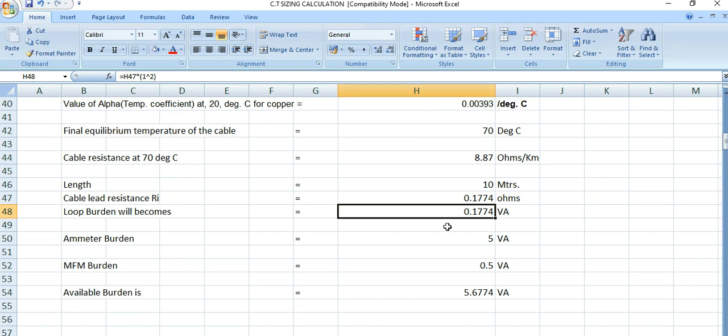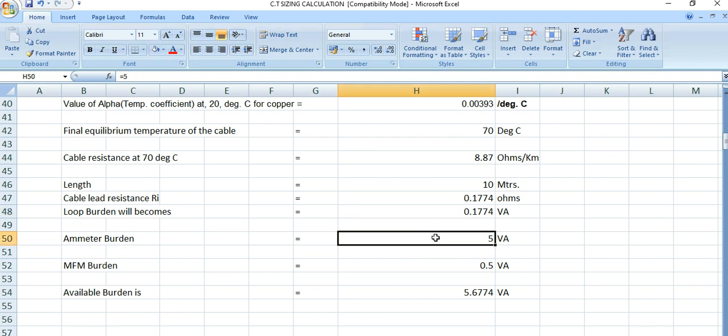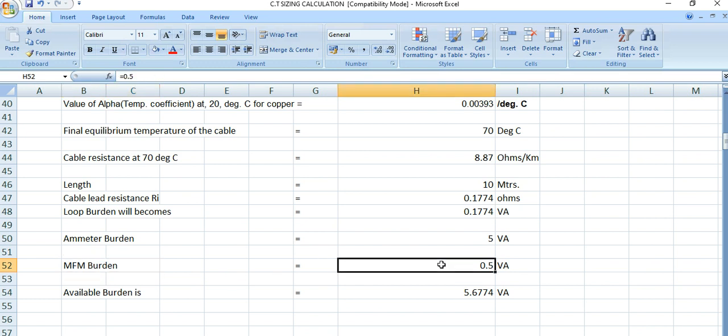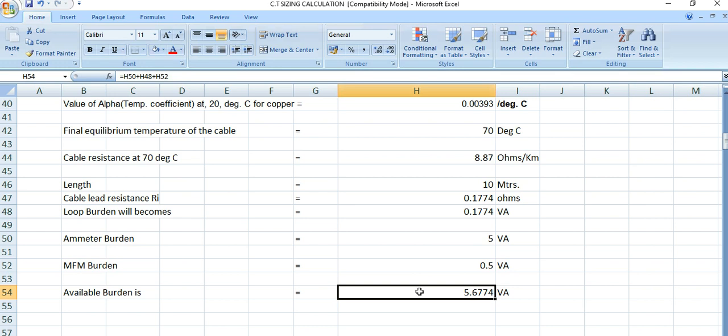Now, the meter burden. Suppose the ammeter burden is 5 VA, and apart from the ammeter, there is the MFM. MFM means multifunction meter. The multifunction meter burden is 0.5 VA. If there are any other meters, we need to sum up all the meter burdens, and then the total burden is calculated.